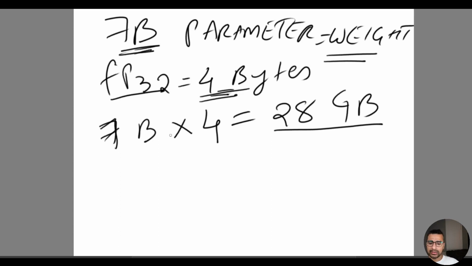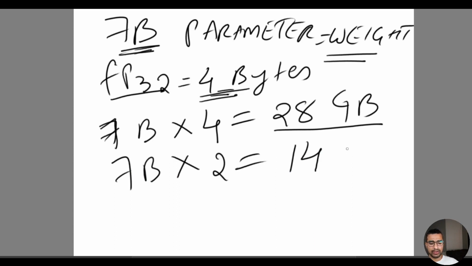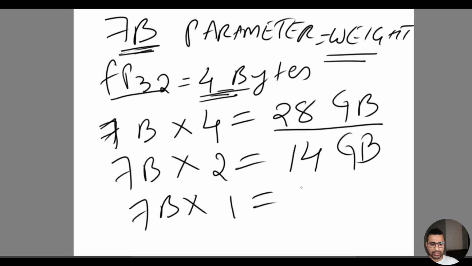You can quantize and do it in FP16. In that case, 7 billion times 2, you only need 14 gigabytes, half of it. You cut down the memory requirements. Or you can say I will do it in int 8. That would take only 7 billion times 1, so you only need 7 gigabytes.